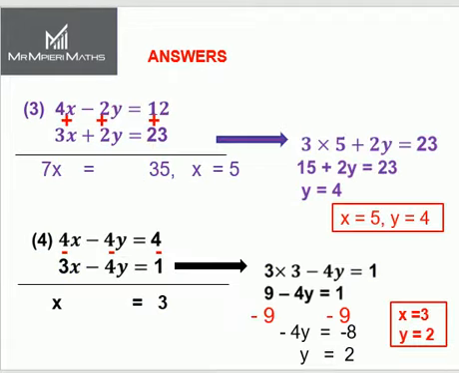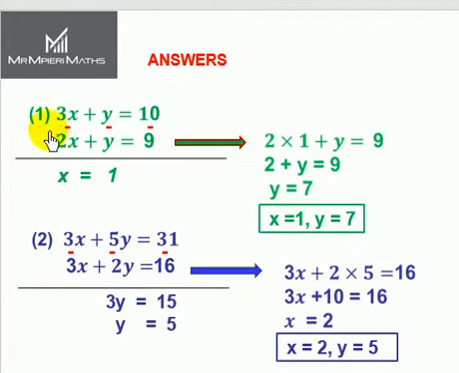Okay, let's look at the first question. First question here, 3x plus y equals 10, and 2x plus y equals 9. Because the signs are the same, here plus y, you have to do minus to get rid of y. And so you have to do the minus all the way through. So 3x minus 2x gives you 1x, and y minus y is gone. So 10 minus 9 gives you 1. So here x is 1.